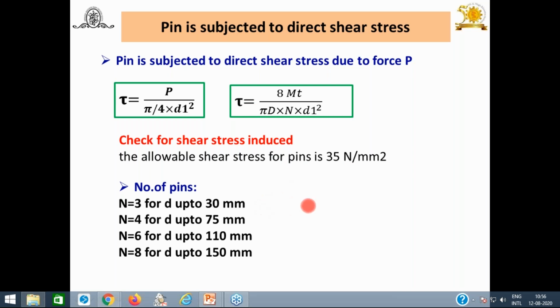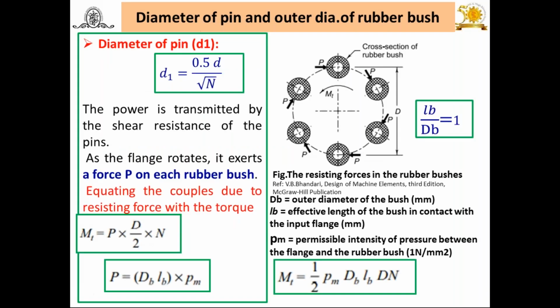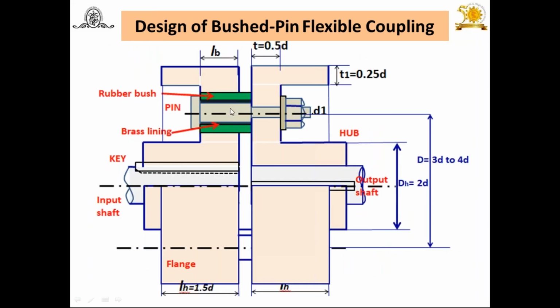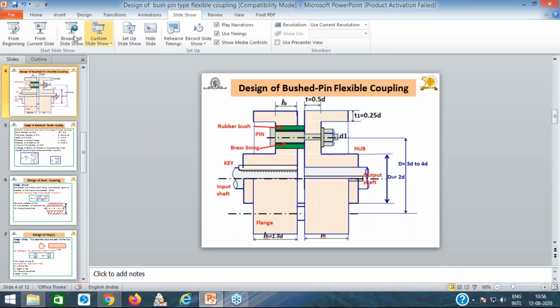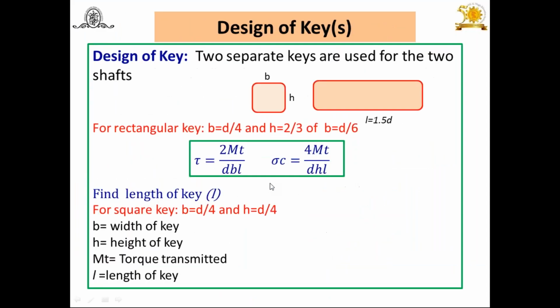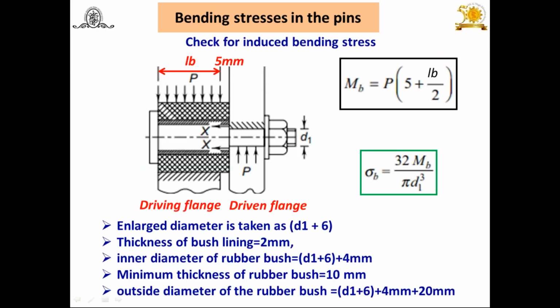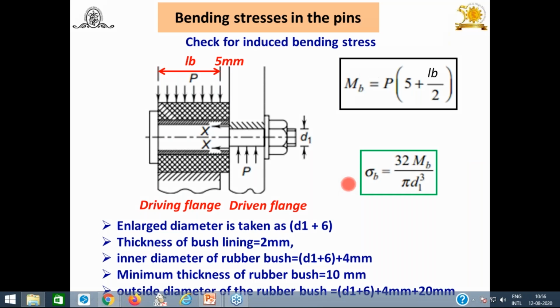Now, what is happening here? Look at the diagram. Once again, I would like to show the diagram to you. Here, the rubber bushes are mounted up to this LB. Some part is free, that is 5 mm. I have already told this gap is 5 mm. Because of that, this pin is going to be subjected to bending failure also. That's why we have to check the bending stresses. That's why in this bush pin type coupling, another part which is coming extra compared to the rigid flange coupling is bending stresses in the pin.